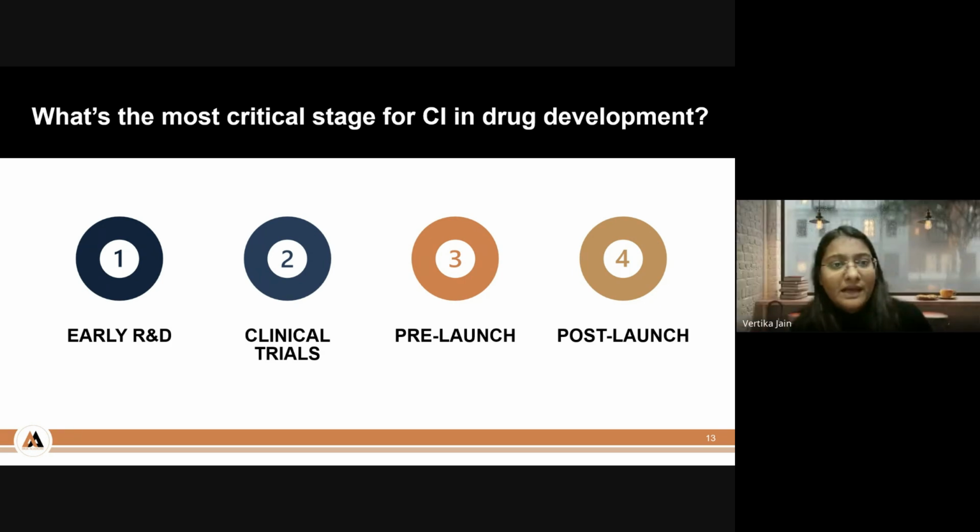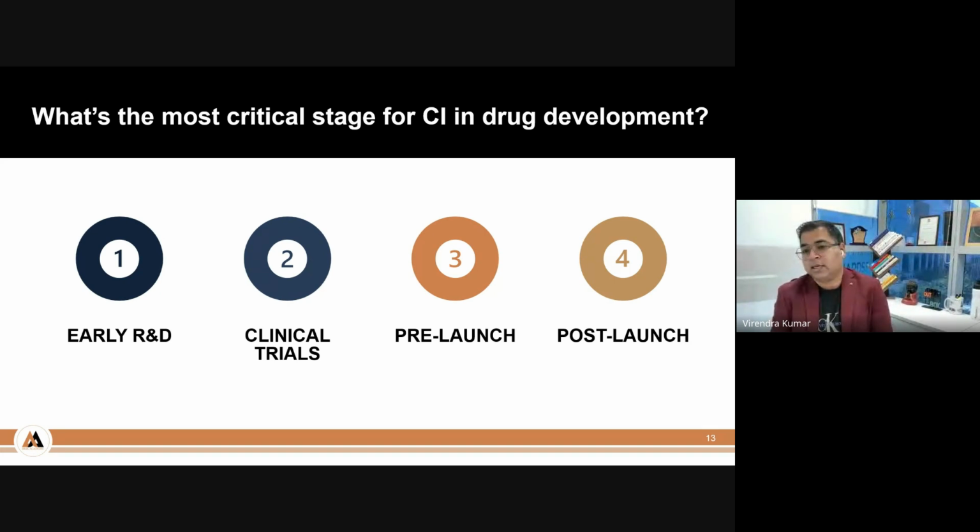Right, absolutely. And also, your insights on the current slide that you see. While I understand all the stages are very important in drug development for CI, what do you believe is the most important one? The most important one, I would say, is stage 2 and 3. This is where you are still navigating the drug development direction. And usually at the pre-launch, the major investment happens. This is where you start hiring people, you start engaging with stakeholders. So stage 2 and 3 are the most critical ones from the CI perspective.